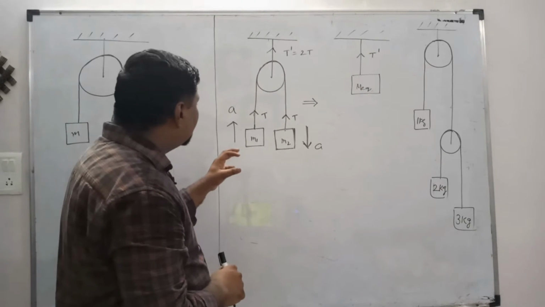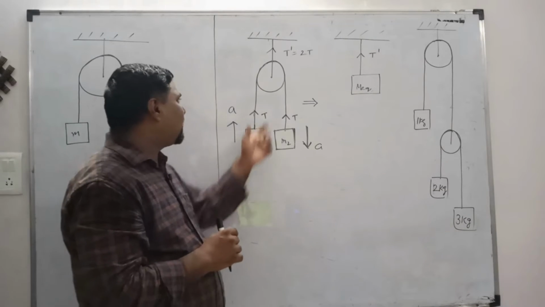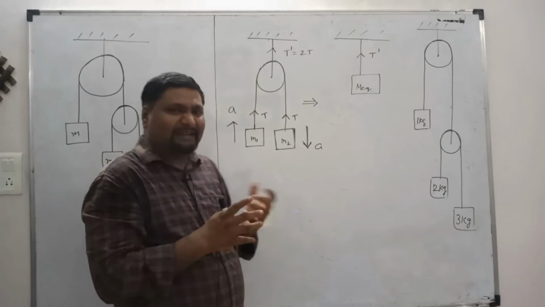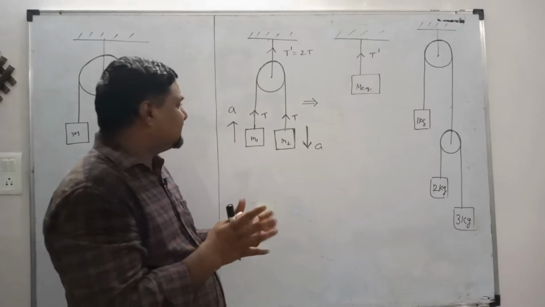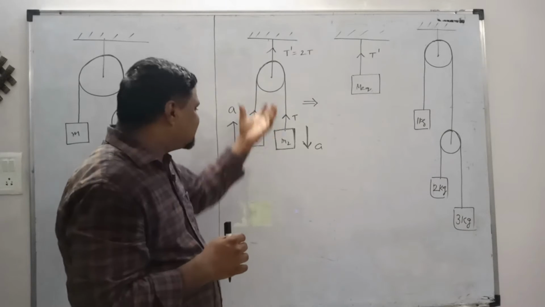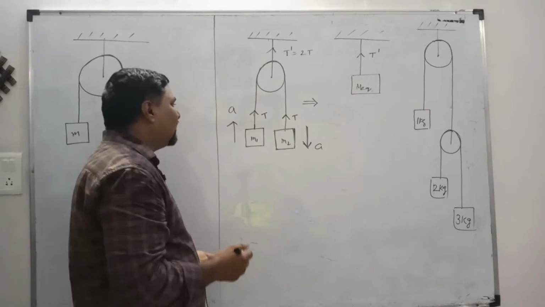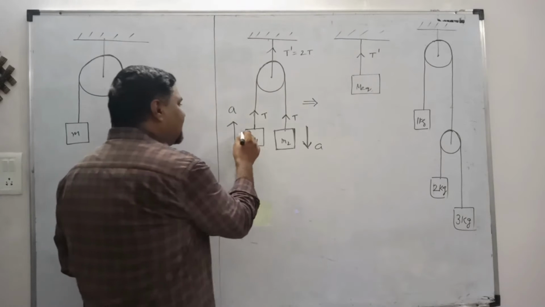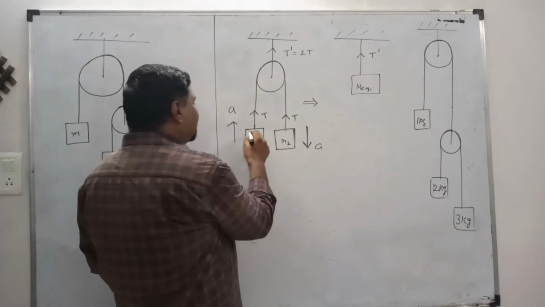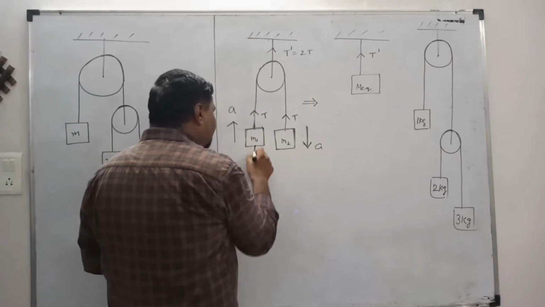Suppose I want to go conventionally to find the acceleration of each block and the tension. Initially, let's try different ways to approach this problem. First, let's try it by the very conventional method. To describe the motion of each block, we have to apply Newton's laws of motion. So what are the different forces acting on this? One is the tension, and another one is what?